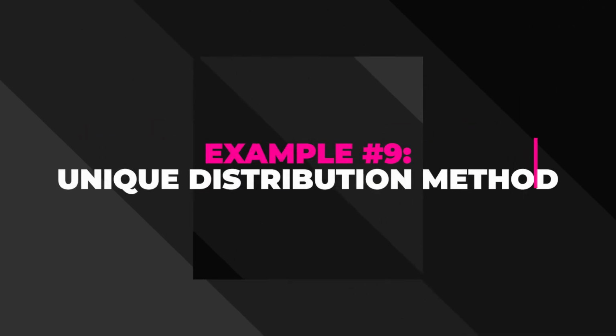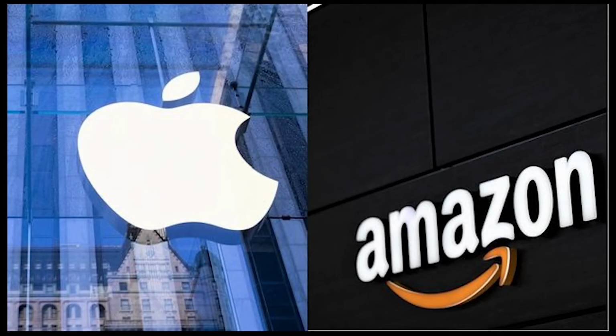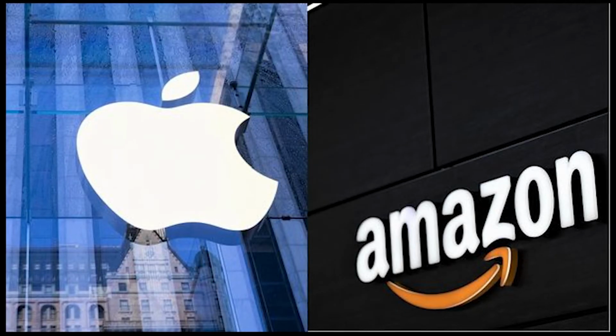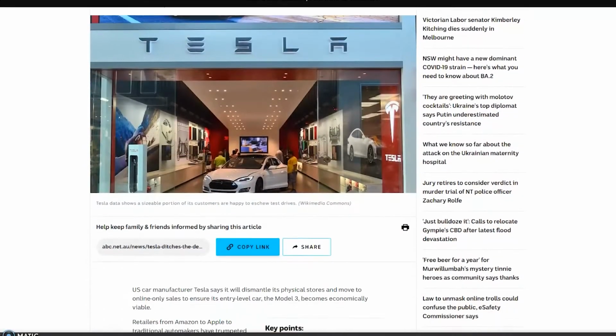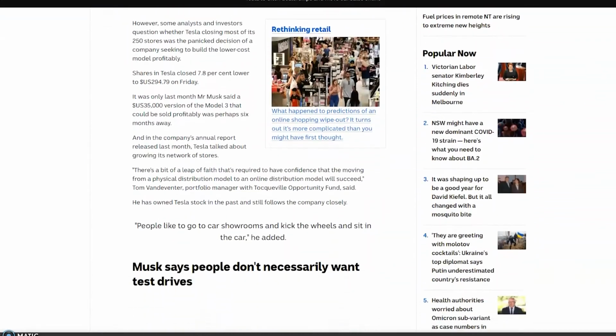Number 9, unique distribution method. Your ability to get your products to your customers could be the difference between them choosing you or your competitors. One of the reasons that Amazon and Apple are such giants is their chain of supply, while Tesla bypassed the costly dealerships and opened up showrooms in convenient places like shopping malls.